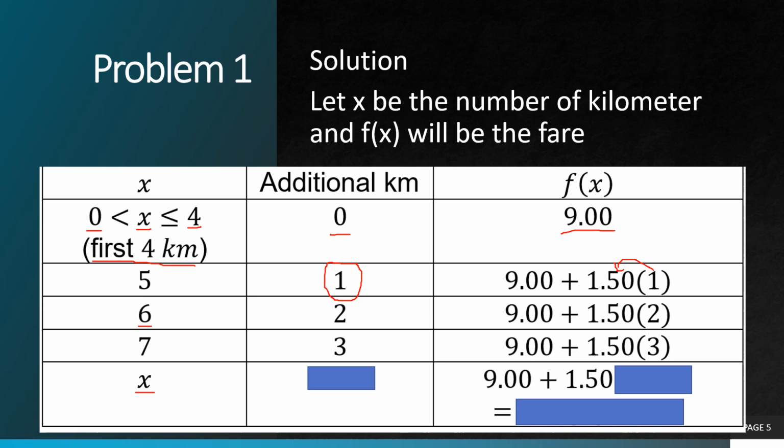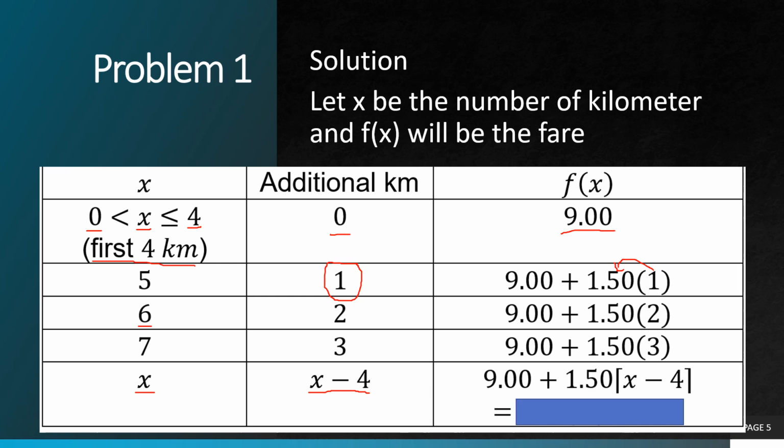As you can see, to obtain 1 from 5, we just subtracted 4. Same goes with 6 and 7. We just subtracted 4 to obtain the number of additional kilometers. So if we have x as the number of kilometers, we just need to subtract 4 to obtain the additional kilometers. This x minus 4 will be multiplied to 1 peso and 50, and then the product will be added to 9 to obtain the fare.